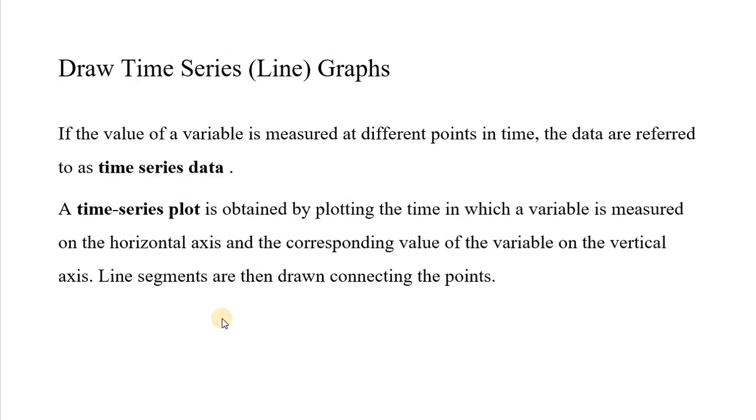The last graph that we're going to discuss is time series or line graphs. If the value of a variable is measured at different points in time, the data are referred to as time series data. A time series plot is obtained by plotting the time in which a variable is measured on the horizontal axis and the corresponding value of the variable on the vertical axis. Line segments are then drawn connecting the dots or the points.